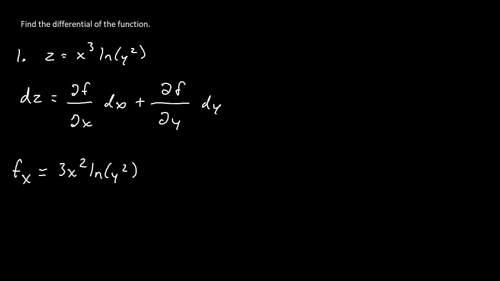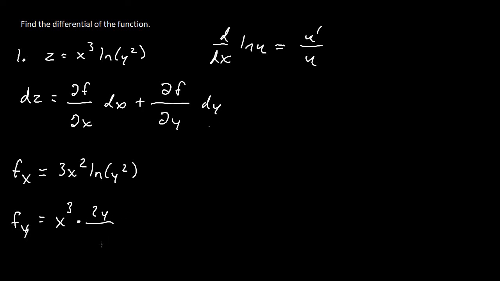And now the partial derivative of f with respect to y, or f sub y. This time y is going to be the variable, x is going to be a constant. So x cubed is just a constant multiplied by the derivative of ln of y squared. Now remember, the derivative of ln of u is going to be u prime over u. So we take the derivative of the inside function, which is 2y, over the inside function itself, y squared. If we simplify 2y over y squared, we get 2 over y. So f sub y is going to be 2x cubed over y.